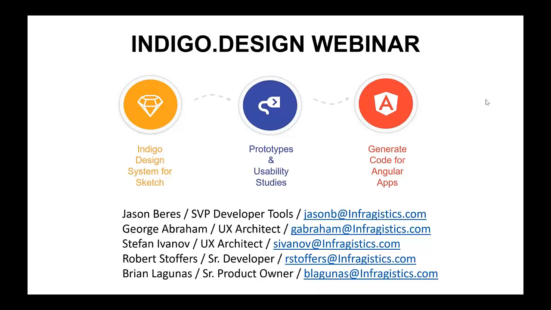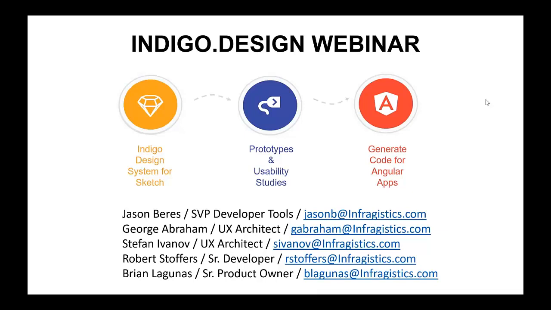We appreciate your time and we're excited to share with you our new product, Indigo.Design. So my name is Jason Barris. I'm the Senior VP of Developer Tools at Infogistics. With us today, we have George Abraham, a UX architect. He's also the lead UX on the Indigo product, which he's going to do some really cool demos today on our cloud service, our image-based prototyping, our usability studies, and how you can take all of that and then drive it down to the development process into code.